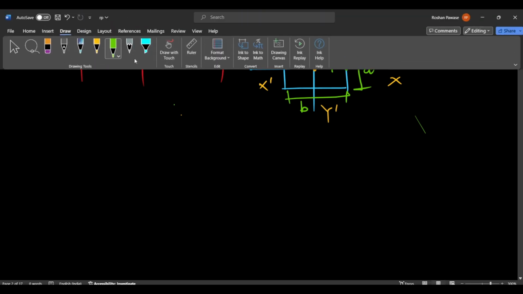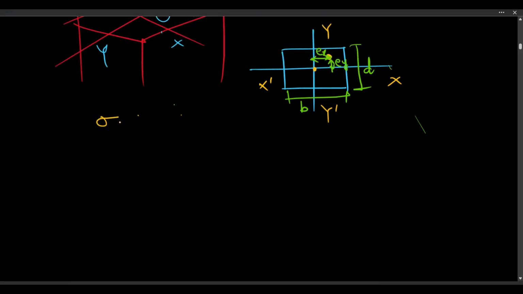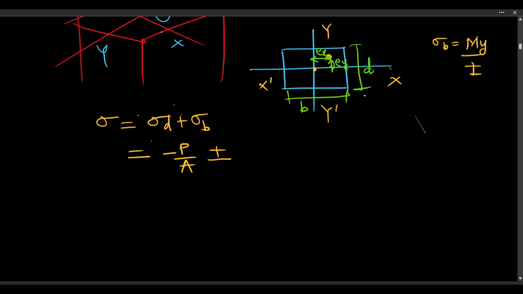Now we know there are stresses induced. These stresses are direct stresses as well as bending stresses. So the direct stress is minus P by A. For the bending stresses, we cannot tell the sign yet. As this is biaxial eccentricity, the bending stress formula is My by I. There would be compressive or tensile stresses, depending on that particular point of the column.